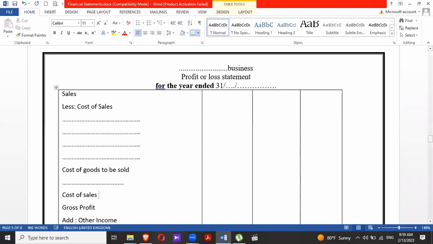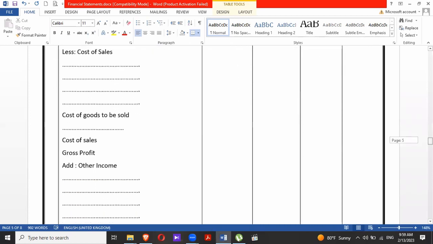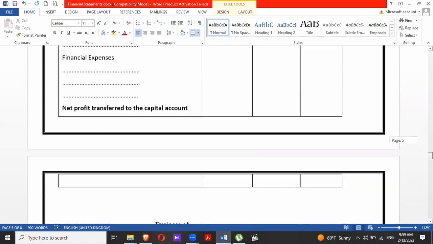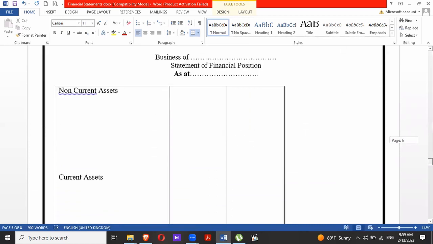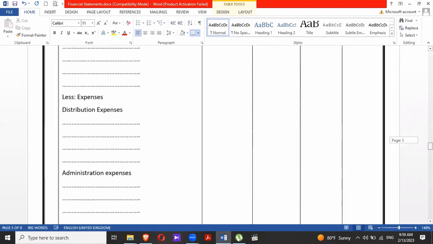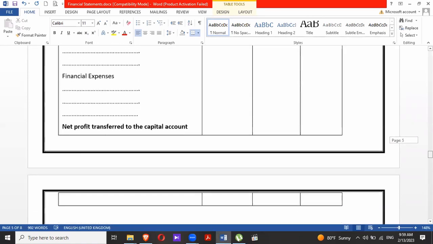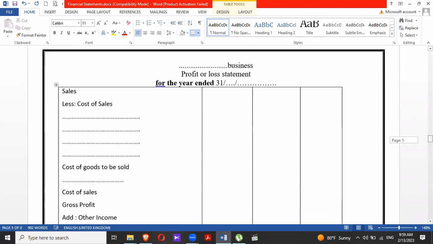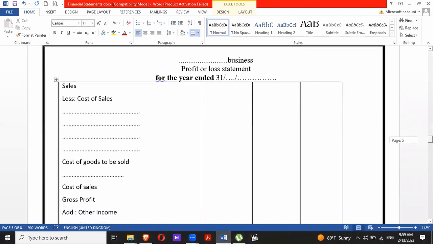Okay, let's start. Today we are going to prepare the profit or loss statement and the statement of financial position for a given question. This is the question. So now we are going to prepare the statements, and we'll see how to prepare them.